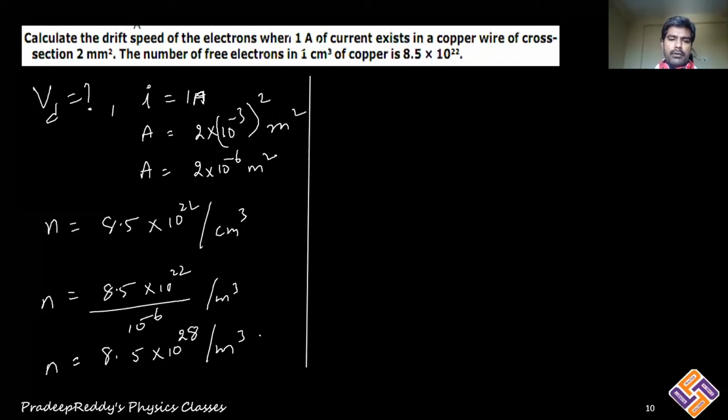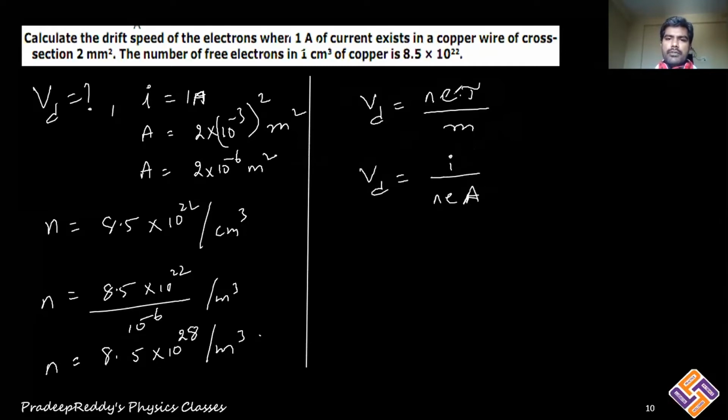You are now supposed to find out the drift velocity of the electron. What is the formula for drift velocity? Vd is equal to n into E into tau divided by m. That is the equation for drift velocity. Or you can use Vd is equal to I divided by nEA. Of course, the first one you cannot use because you do not know the relaxation time. Here in the problem, relaxation time is not given. So use this one: drift velocity is equal to I by nEA.